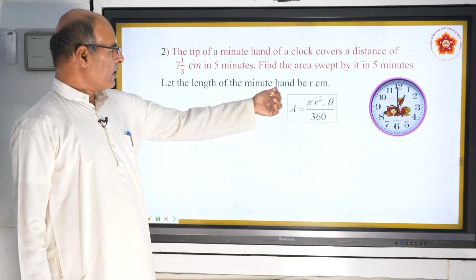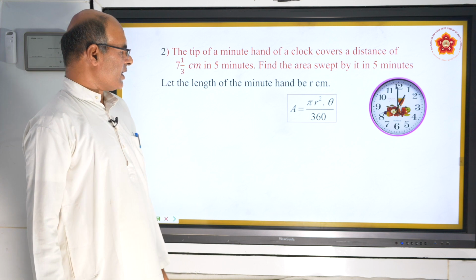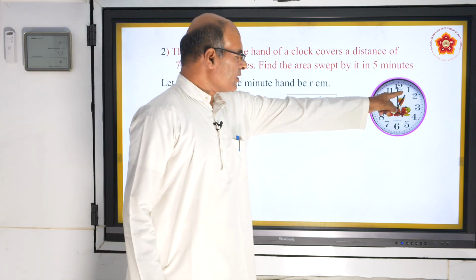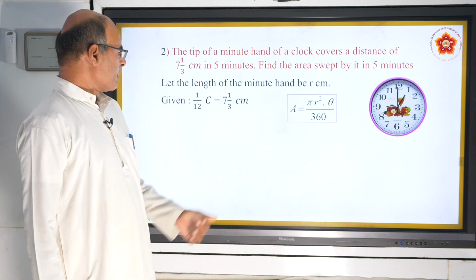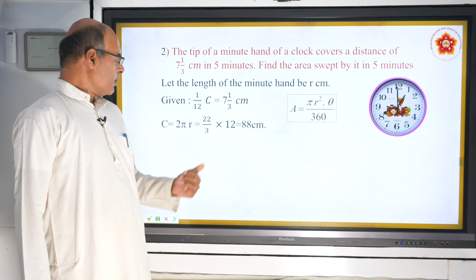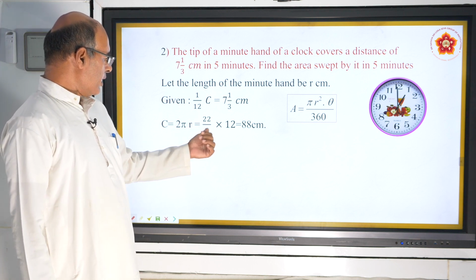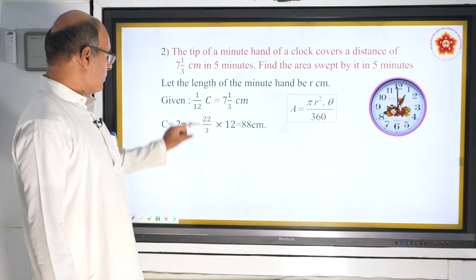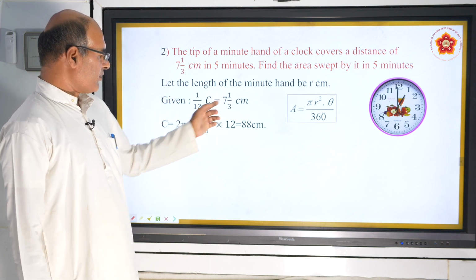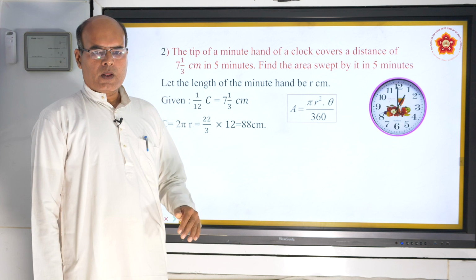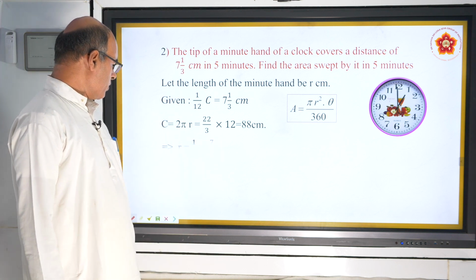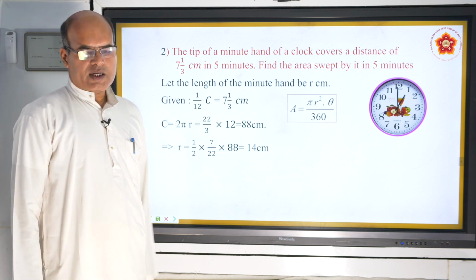Let the length of the minute hand be r, that is, the radius of the circle. Given that 1/12 of the circumference is 7 1/3. So therefore the circumference, which is 2 pi r, is equal to 22/3 into 12. 12 is cross multiplied here, and this mixed fraction is converted into an improper fraction. So we get r is equal to 14 centimeter.